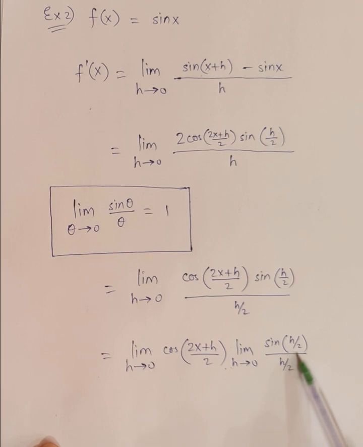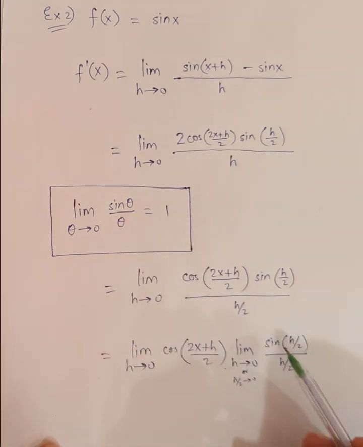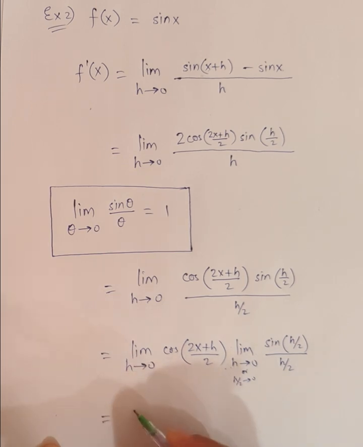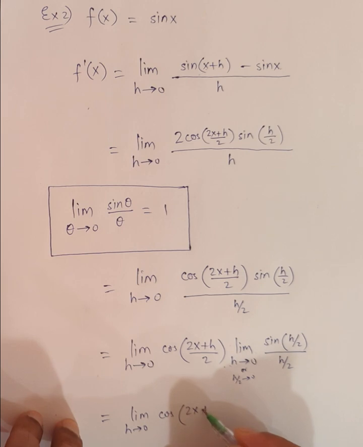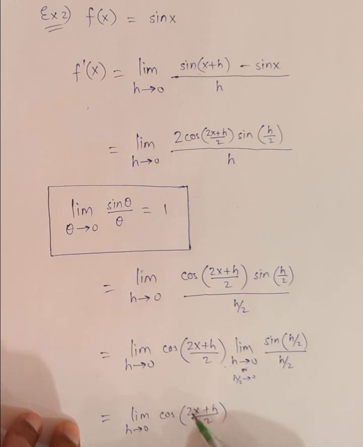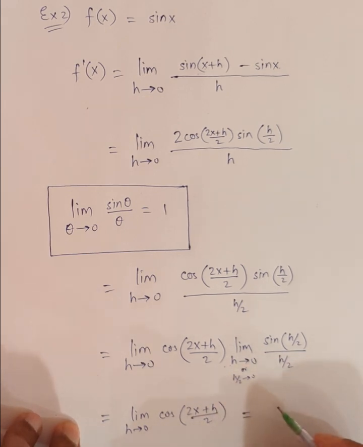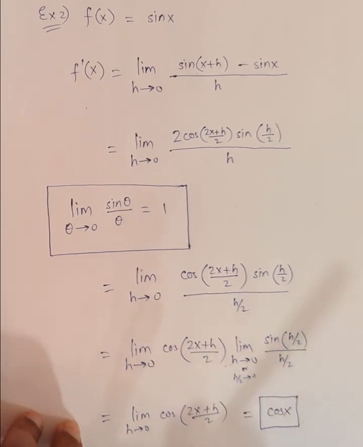Now notice this turns out to be 1 because when h approaches 0, h over 2 also approaches 0. So I could write this as h over 2 approaches 0, and then I could use this limit. So all of that is just 1. So I'm only going to have this particular limit. And now if I plug h equal to 0, I would have cosine of 2x over 2, which is just cosine of x. So that's the answer for the derivative of sine x.